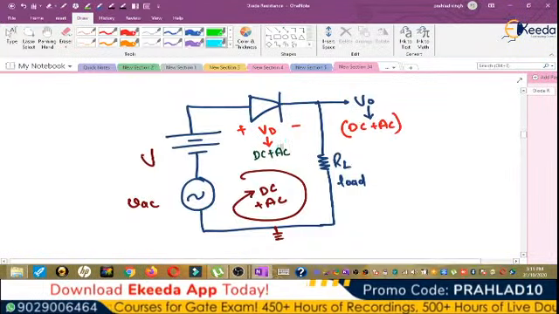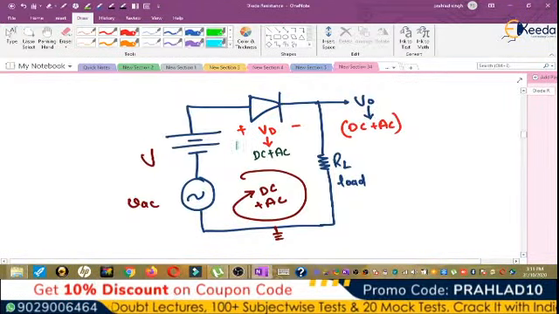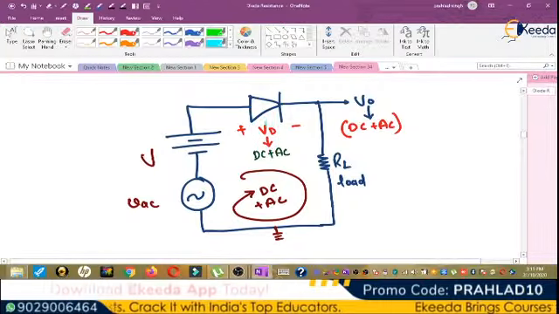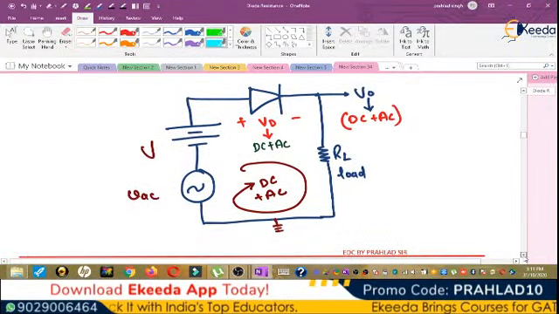Let me see one simple circuit here. A diode is connected, and DC supply and AC supply are both connected here, with a load resistance RL, and the output is DC and AC both. This is the DC voltage across the diode, and the voltage across the diode also contains DC and AC components both.